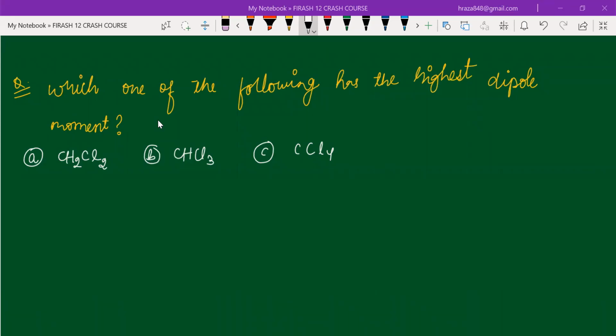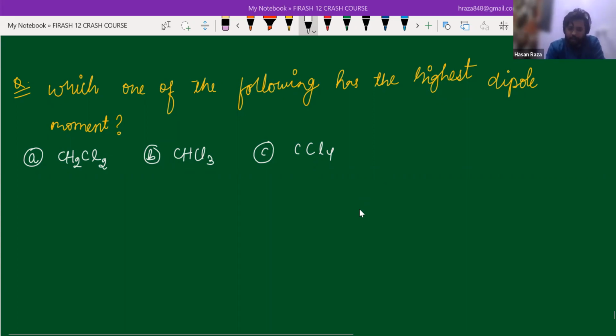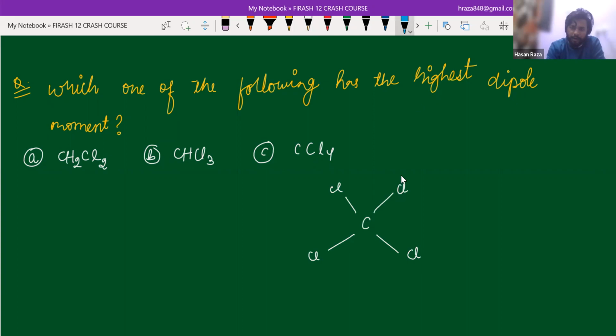CCl4? CCl4 has a mu that is equal to 0. To understand this in 2D, I'm going to draw a diagram like this, CCl4, to make you understand only. As you know, chlorine is more electronegative, so it will attract electrons, like this and like this. My pen tab is already not working.